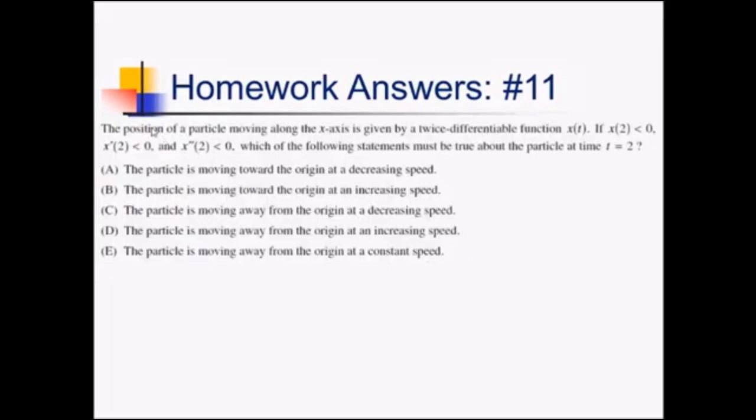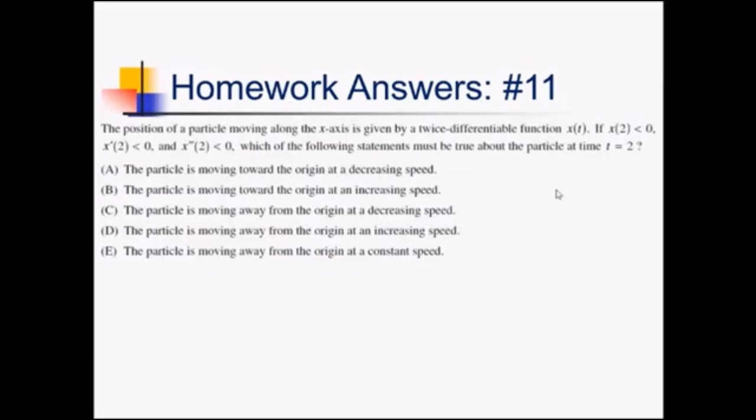For number 15, the position of a particle along the x-axis is given by a twice differentiable function x of t. We have x of 2, x prime of 2, and x double prime of 2 all less than 0. So which of the following statements has to be true about the particle at t equals 2? Looking at our statements here, these are all talking about whether the particle is moving toward or away from the origin and at a decreasing or increasing speed.